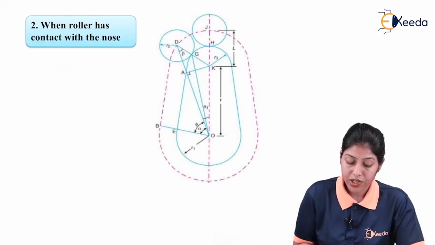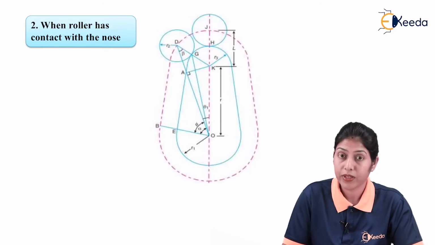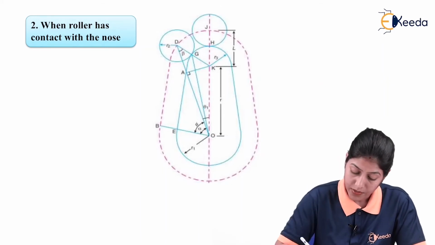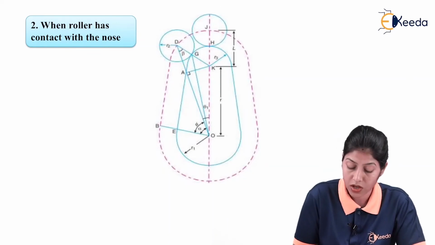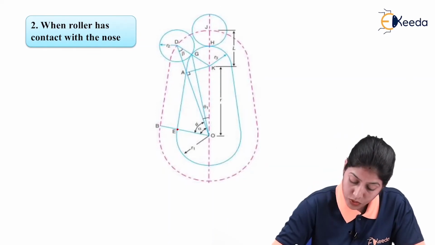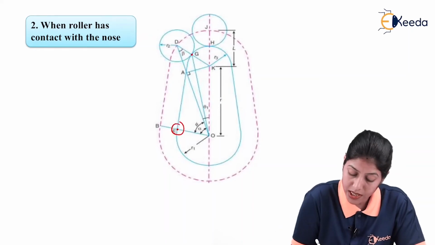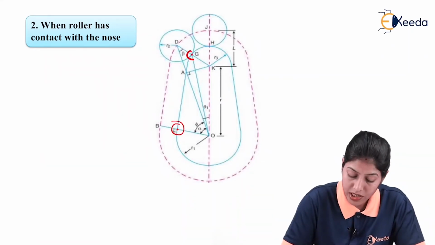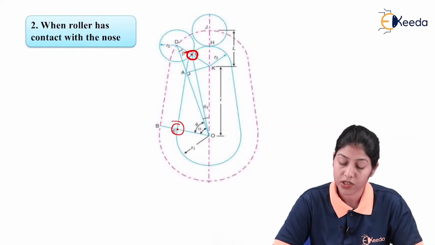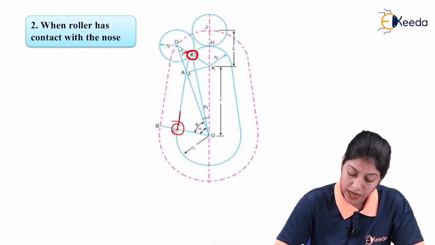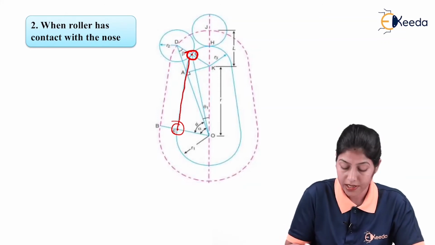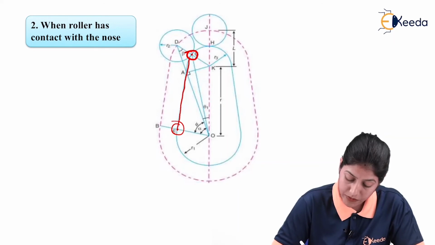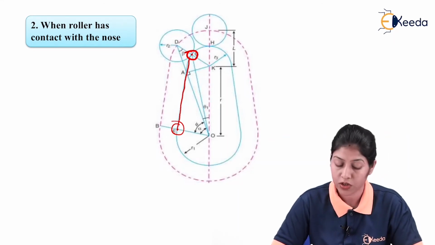So the second condition is when the roller has contact with the nose. In the first condition, we are considering the motion of the roller or the follower from E to G. E is the initial position of the follower and G is the final position of the follower for the first condition, when it is rolling over this flank of the cam when the cam is rotating. And here the cam will rotate with angle theta and the maximum angle we will consider as phi. This is for the first condition.